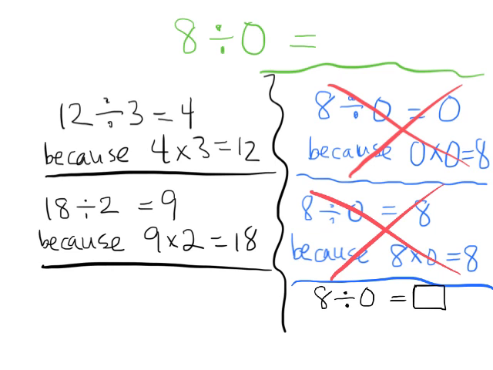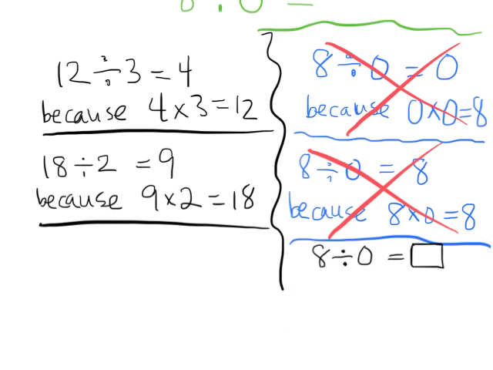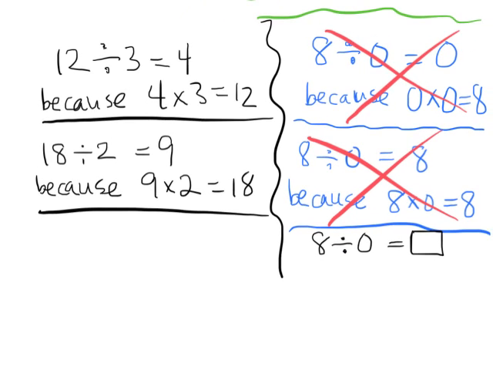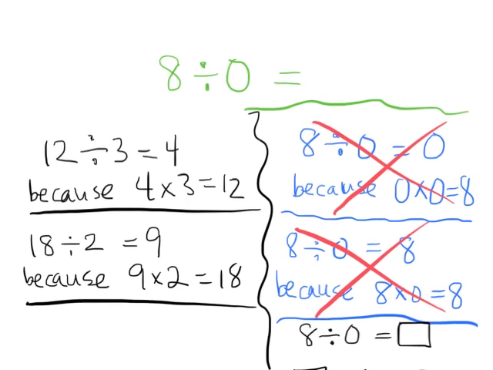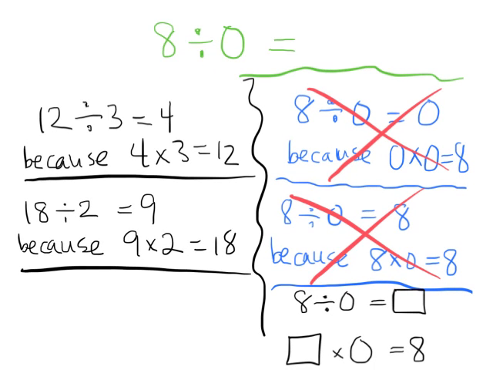So the idea would be, if 8 divided by 0 equals something, that means something times 0 has to equal 8. Well, that's impossible. There is nothing times 0 that will equal 8, because when you multiply by 0, you always get 0. You can never get 8. So that's why you're never ever allowed to divide by 0.